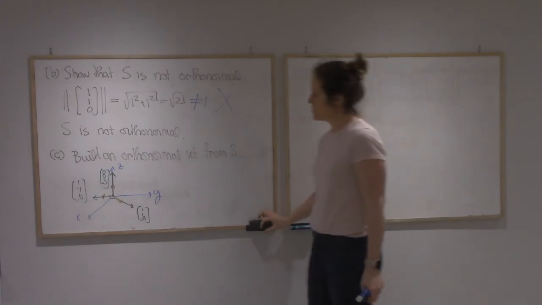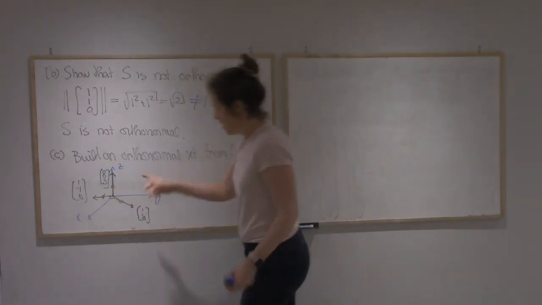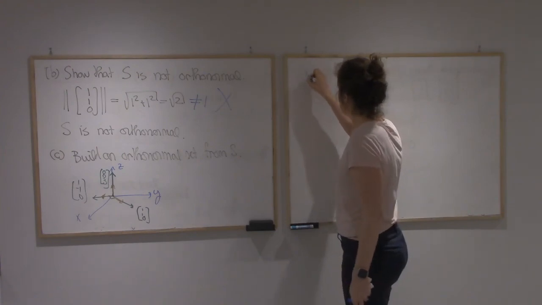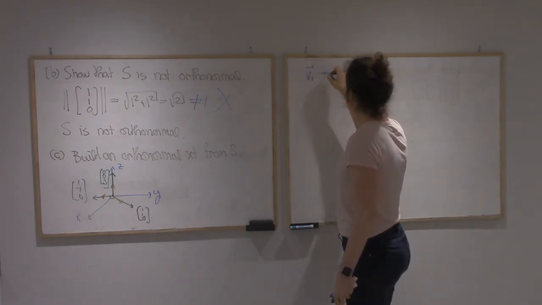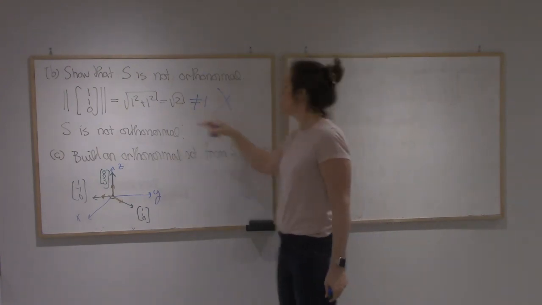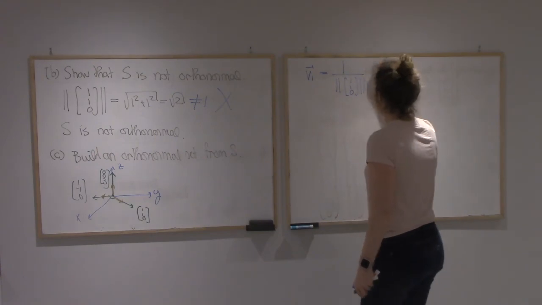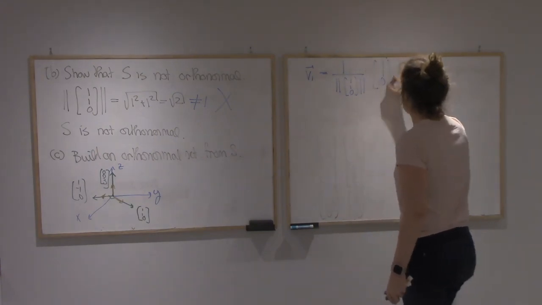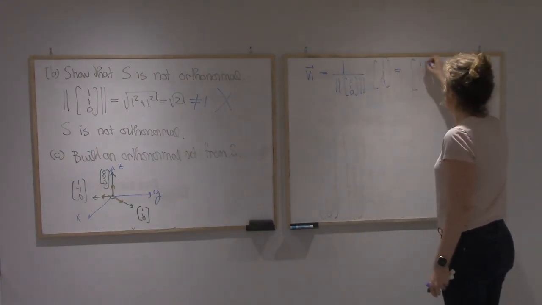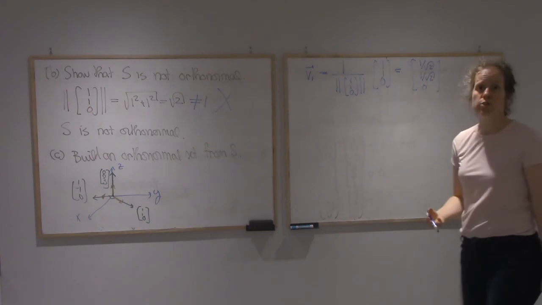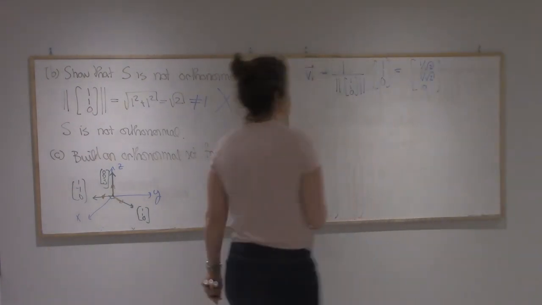So the first vector was this one. Let's shrink it appropriately. I'm going to take V1 to be, well, this has length root 2. So I'm going to shrink it by dividing it by its length. So I'll get (1 over root 2, 1 over root 2, 0). So it's parallel to what I started with, but now it has length 1.